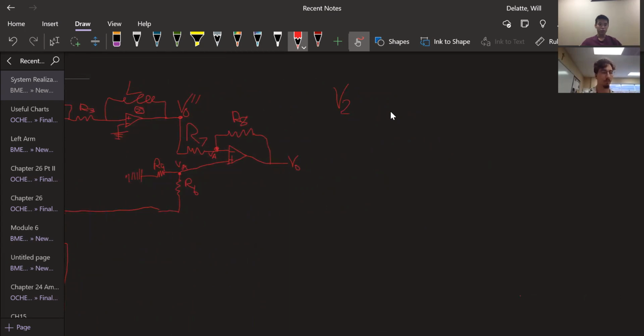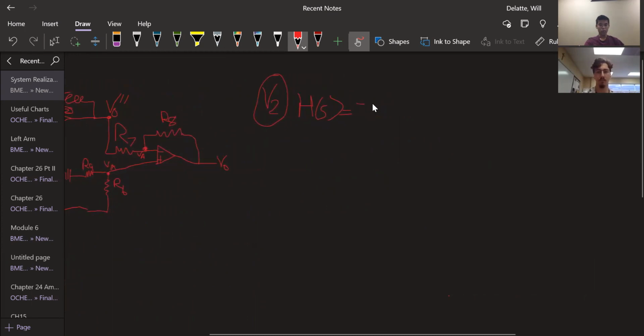Because the transfer function definition for the frequency domain is H of s equals V out over V in, we can establish our relationships to be used in our final solution. So let's take a look and start building those transfer functions. For H of s, we're going to go with negative R2 over R1 for that very first non-inverting operational amplifier, or pardon me, inverting operational amplifier. Because the positive terminal is grounded, it's just going to be negative R2 over R1.